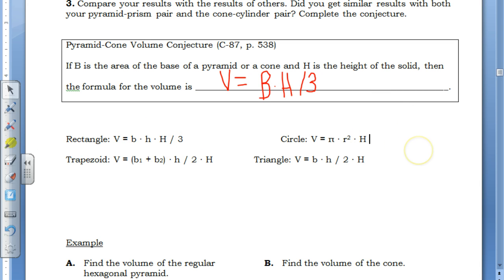With the cylinder, I'll add a divide by 3. Now that's the formula for a cone. With the trapezoid, I'll add a divide by 3. Now that's the formula for a trapezoidal pyramid. And with the triangle, add a divide by 3. Now that's the formula for a triangular pyramid.